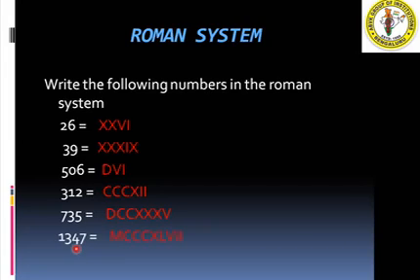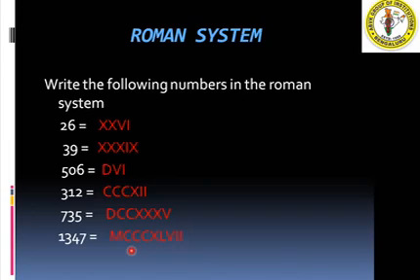Next one more, 1347. Here for 1000 we will write M, and 300 is CCC. For 1347, 40, how will we write? There is no symbol for 40. So we have to write 50 minus 10. That means 50, when you write X on the left side, it will be minus here. XL means 40. 7, you know how to write, VII. So this is the way we will write.